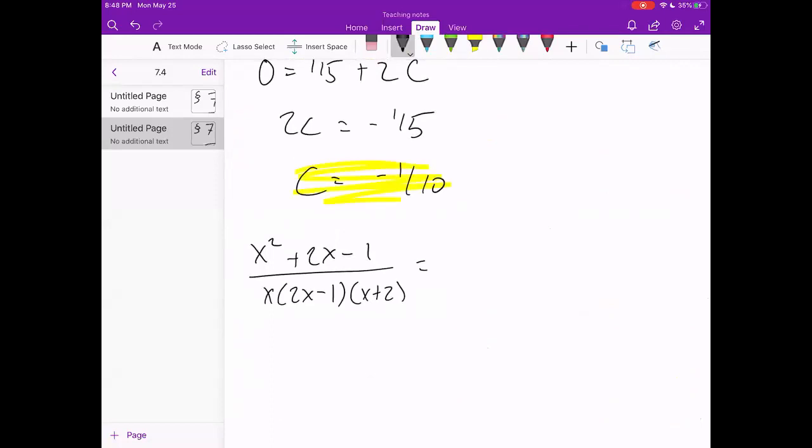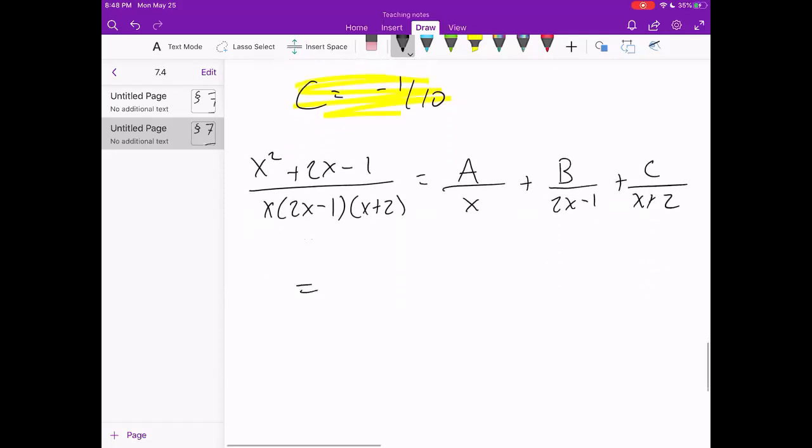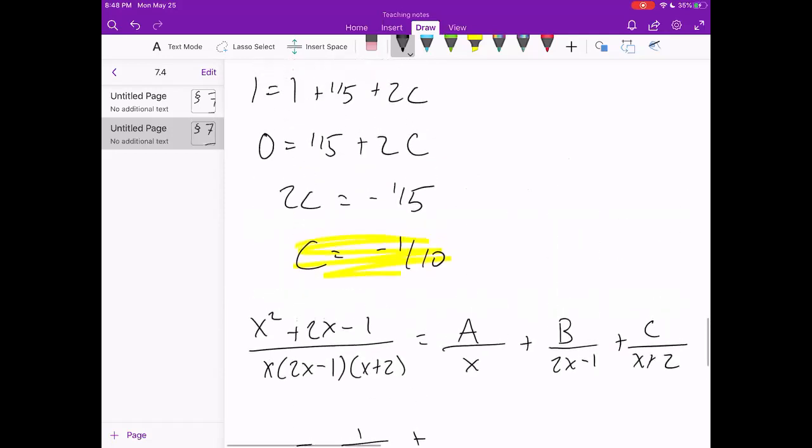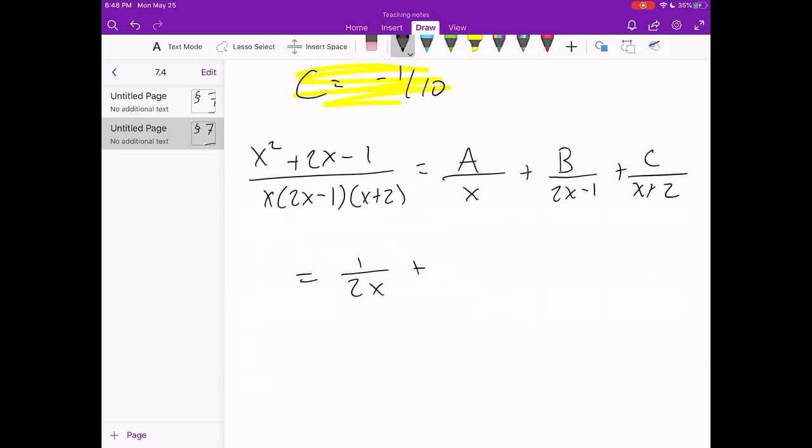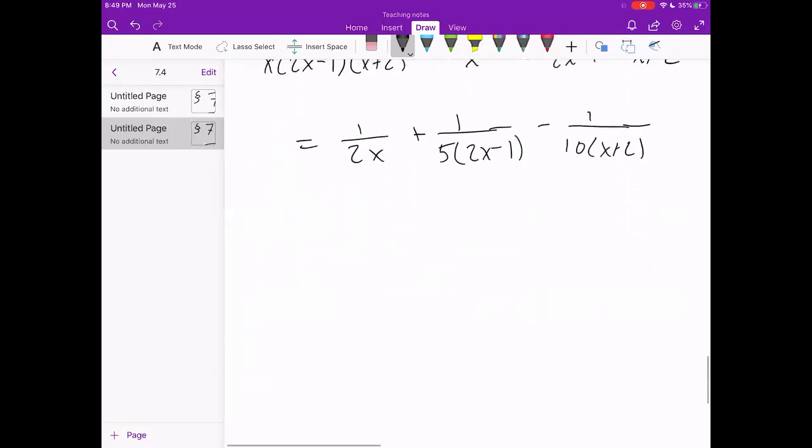So let me just go ahead and write that one more time. It's going to be a over x plus b over 2x minus 1 plus c over x plus 2. And I've already figured that out. A is 1/2, so I'm going to get 1 over 2x. B was 1/5, so 1 over 5 times 2x minus 1. And then c was minus 1/10, so I have a minus sign, 1 over 10 times x plus 2. And now each of these integrals is easier to do than this one was.